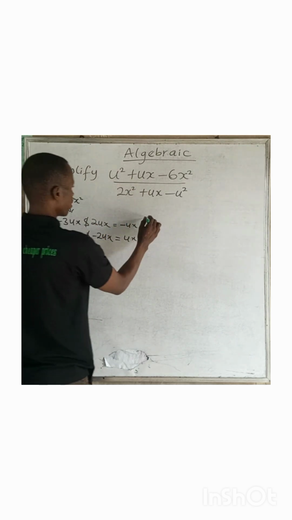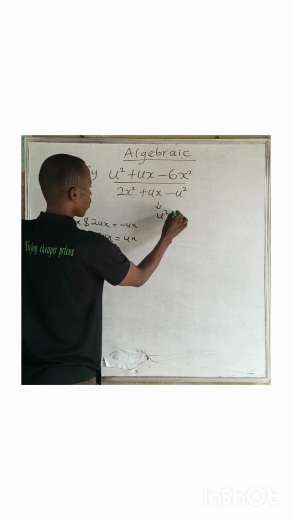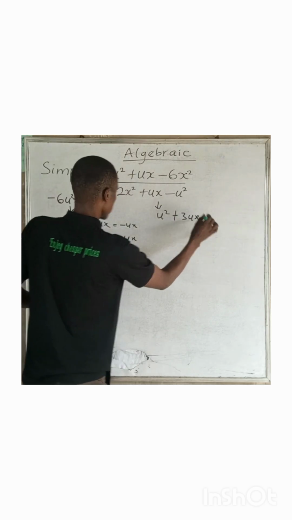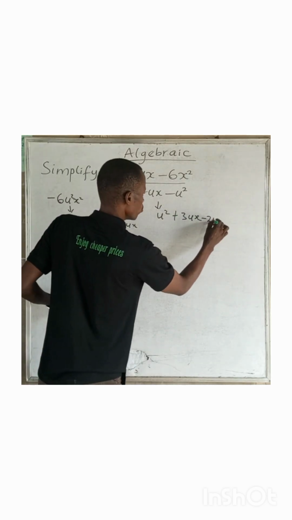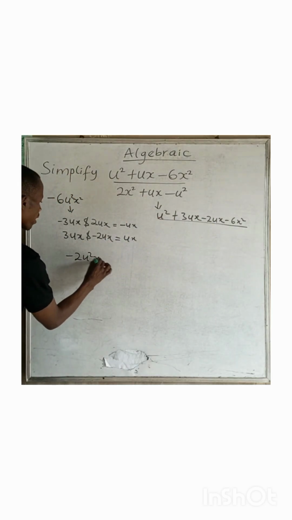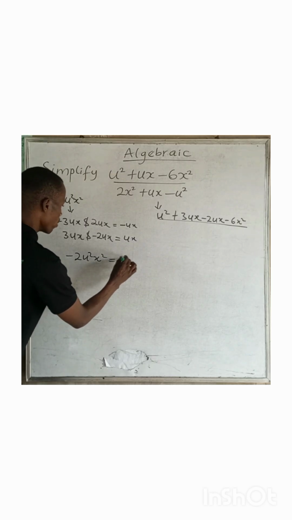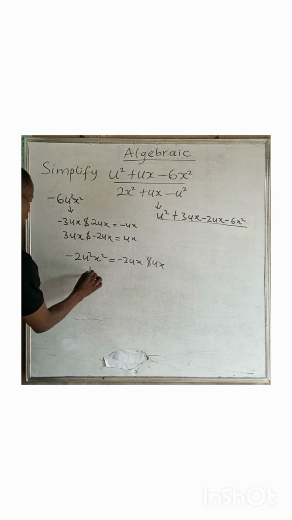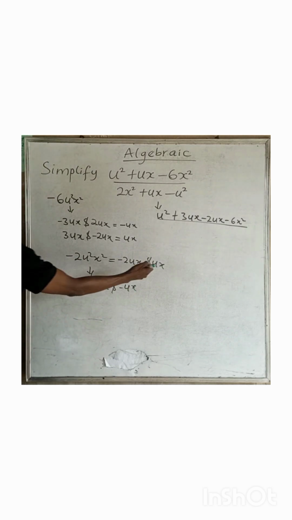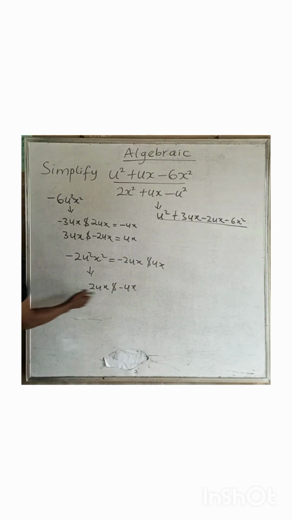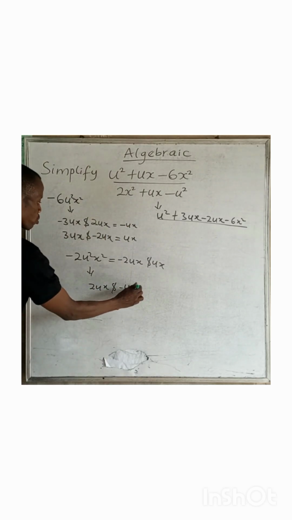So we now rewrite this one to become u squared plus 3ux minus 2ux. Then when we multiply this, we have minus 6u squared x squared. Now for the denominator: minus u squared times 2x squared gives minus 2u squared x squared, which can be paired into minus ux and 2ux. When we multiply this, we get this. But when we add, this gives us 2ux minus ux, that gives us ux, which is this. So we make use of this.